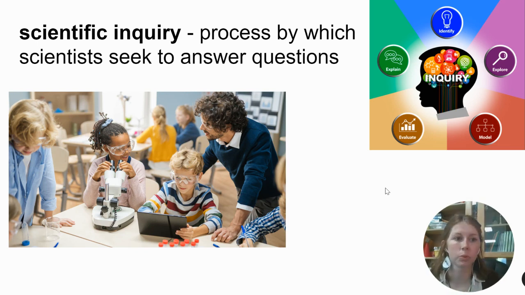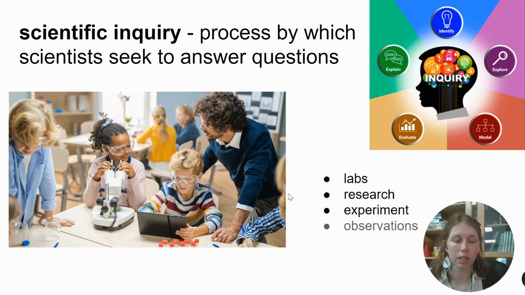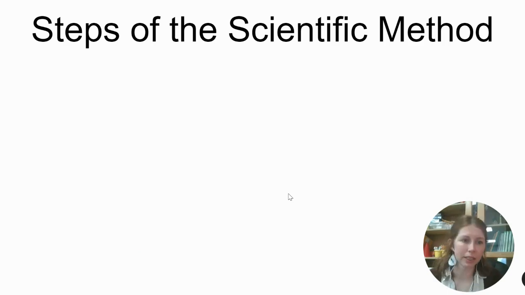We may do experiments, we may do just observations. I have here, you can do labs, research, experiment, and observations are a few ways that scientists can do scientific inquiry. Part of it, scientific inquiry, we do that through the scientific method. This is a way that scientists learn about the world, and it's more organized, and it's good to keep it that way so that scientists can make predictions and then test those predictions to see if they are correct.